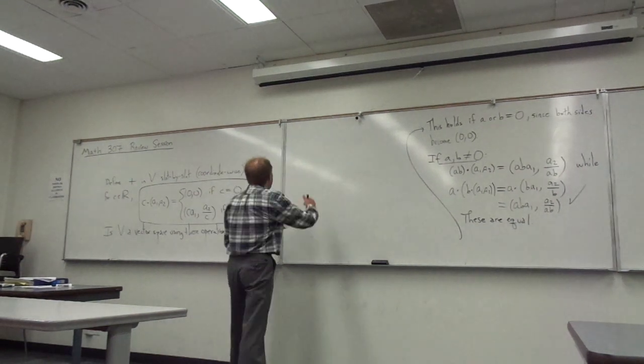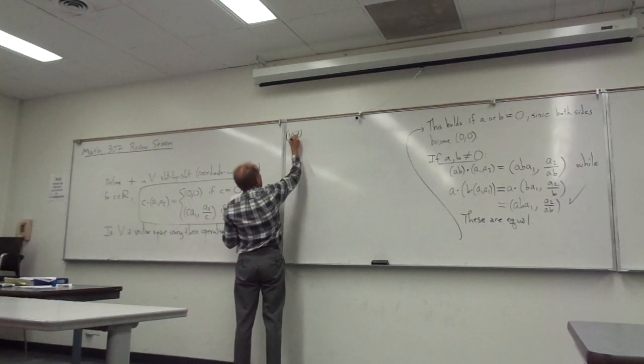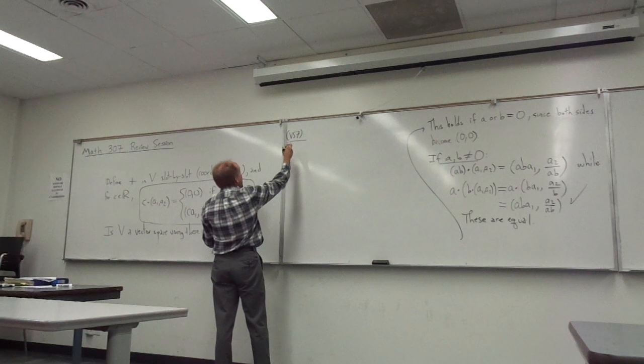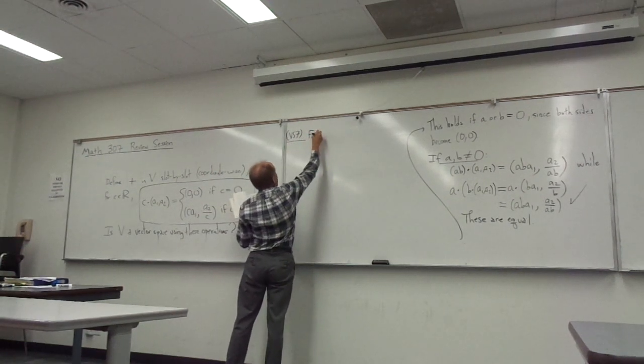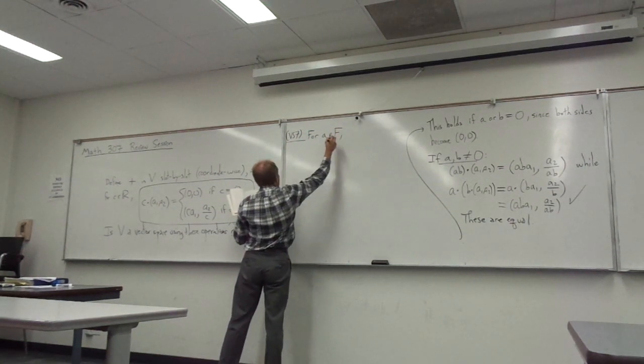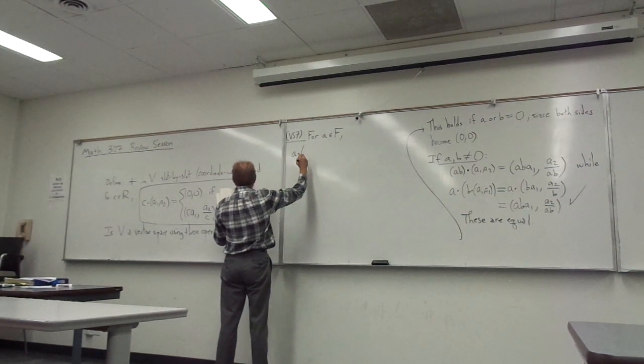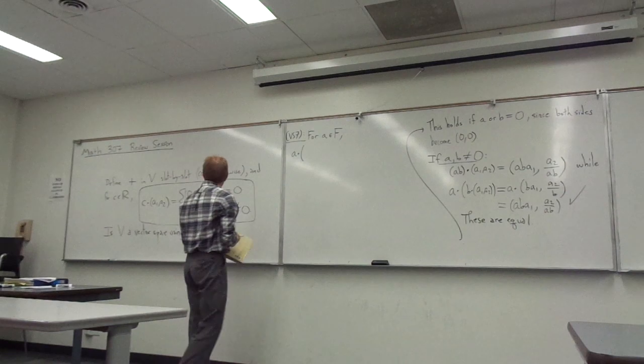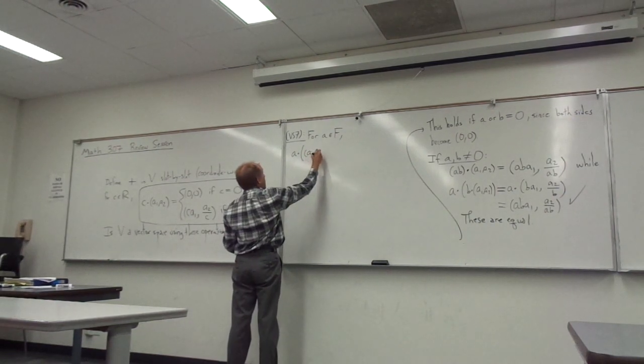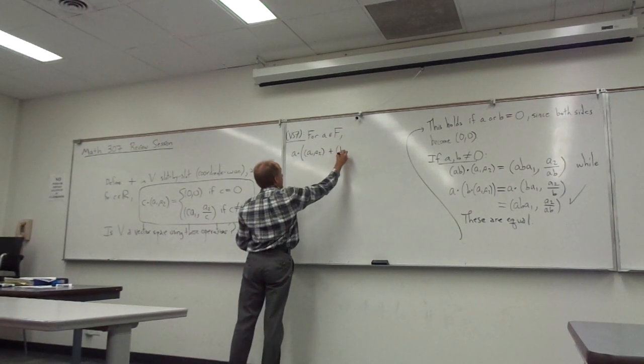So, VS7. This is the one that says that for a scalar A, if we take A and scalar multiply it onto a sum of 2 vectors, so let's say we take A1, comma A2 plus B1, comma B2.